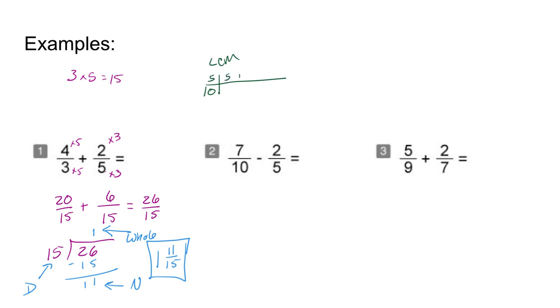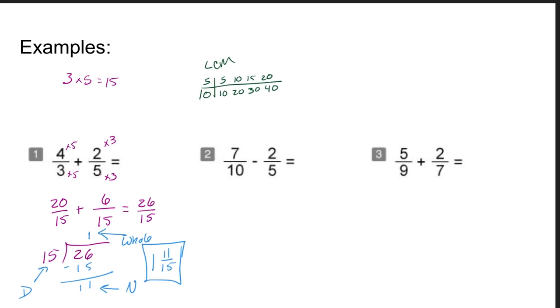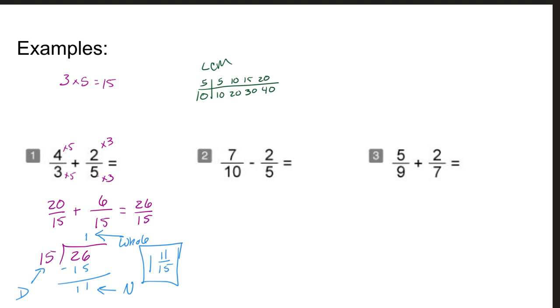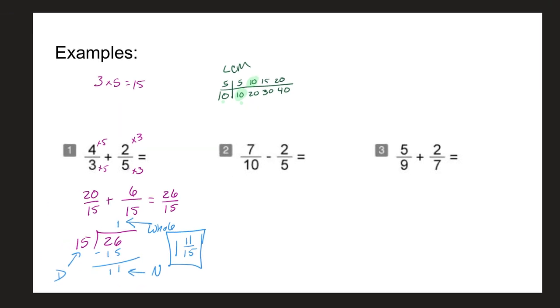So 5, 10, 15, 20 would be skip counting by 5. Now let's skip count by 10. So I'm going to have 10, 20, 30, 40. Well, right away, I hope you're like, oops, stop, you got it. The denominator, I have 10 and 10. 10 times 1 gives me 10, but 5 times 2 gives me 10.